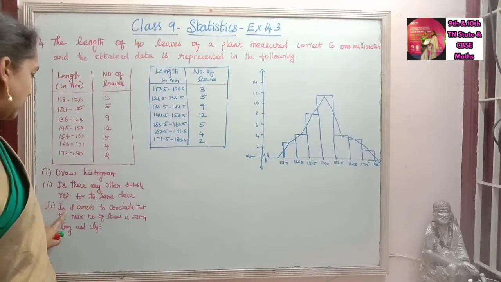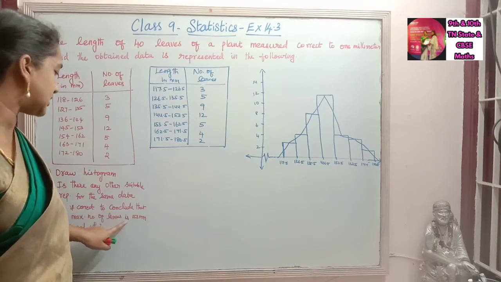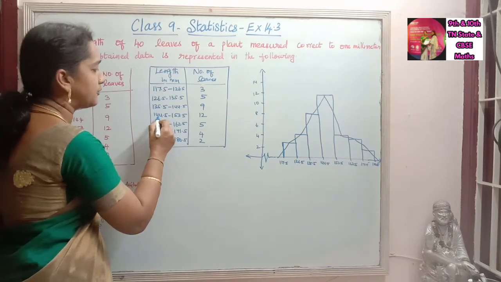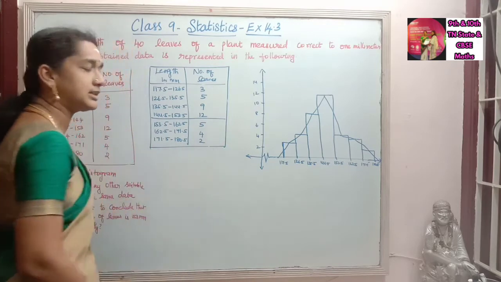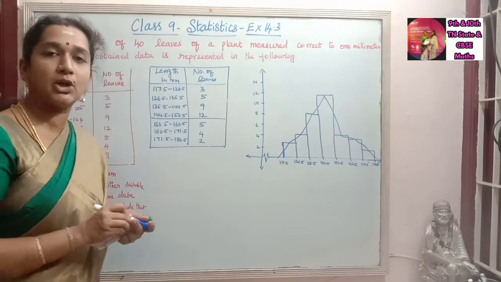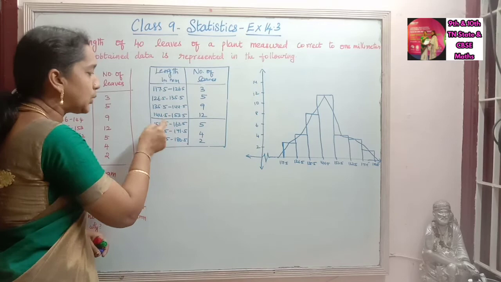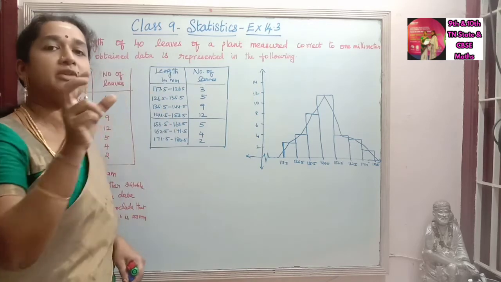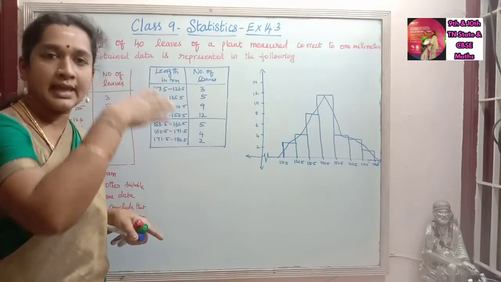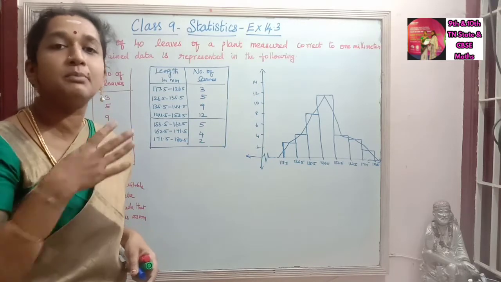Then the third one: is it correct to conclude that the maximum number of leaves is 153 millimeter long and wide? Can we calculate here 153.5 millimeter? The maximum is given as 12 here, but we cannot conclude it like this. Why? Because for 153 the maximum is not 12. The distribution between 144.5 and 153.5 is given as 12. So any number can be between these two numbers. There can be numbers like 145, 146, 147, 152, many numbers.